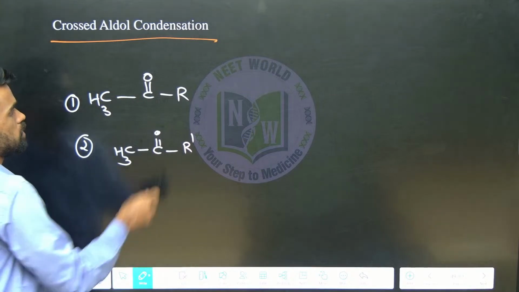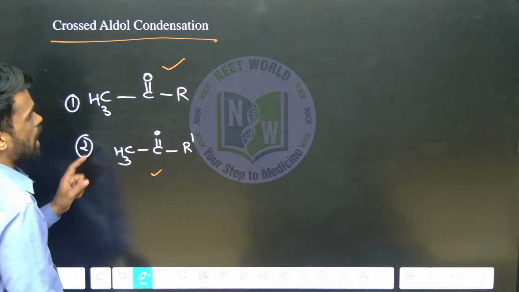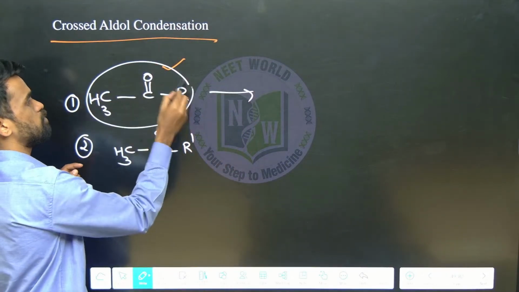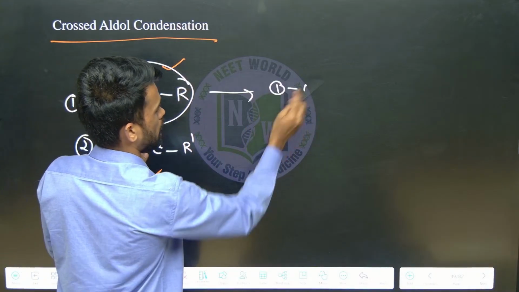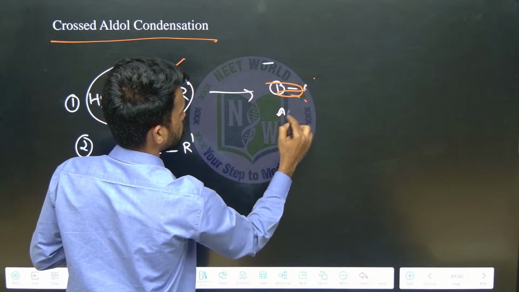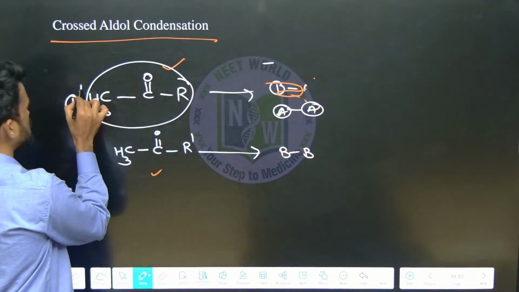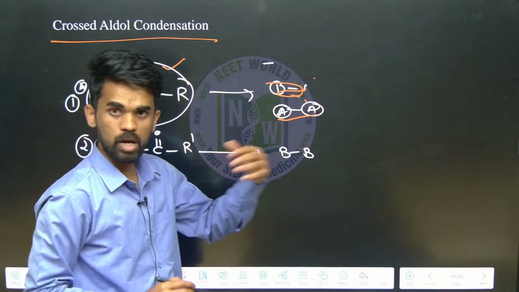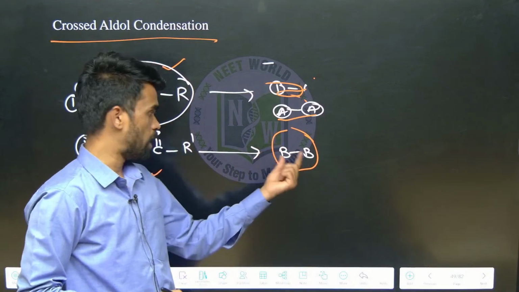Okay, now what happens? This is the first one, this is the second one, two different aldehydes now. So I can have a product by the combination of these molecules with itself, that is we are going to get 1,1 type, like AA type product here, and if it combines with itself we will get BB type product here. Let us say this is A, this is B. Now AA can combine and give an aldol product, normal aldol. And BB can combine with itself and give an aldol product.